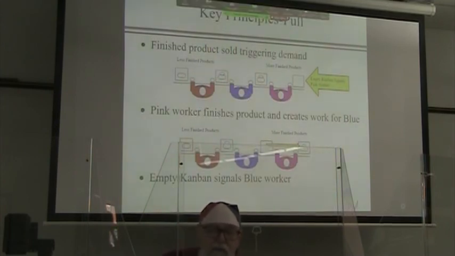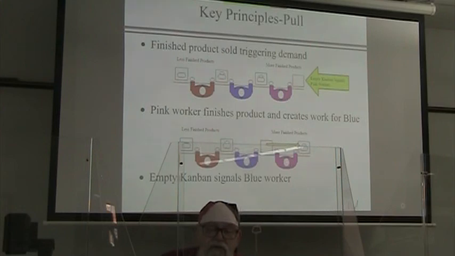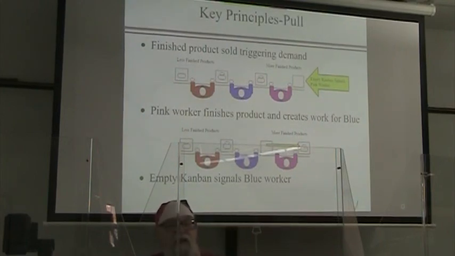That signals him to grab this almost completed snowman, do his work, and move it over here, right? So our finished product is sold. The pink worker finishes the product. That means that now this Kanban is empty, and that signals our blue worker to take this snowman that's in process and to do his part of the work. So that it ripples down the line.